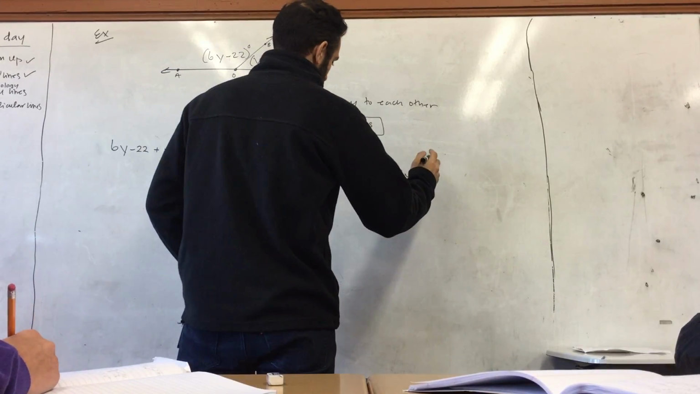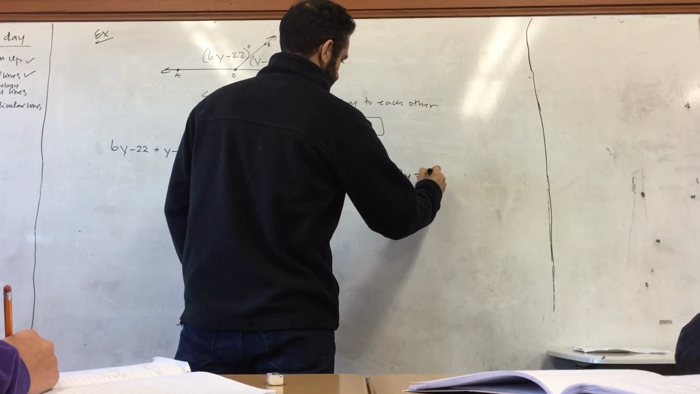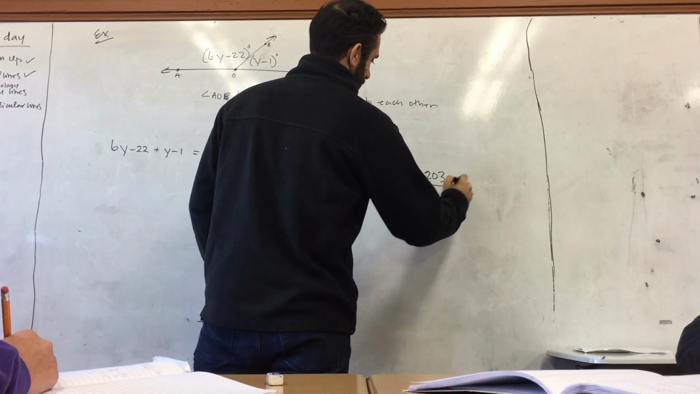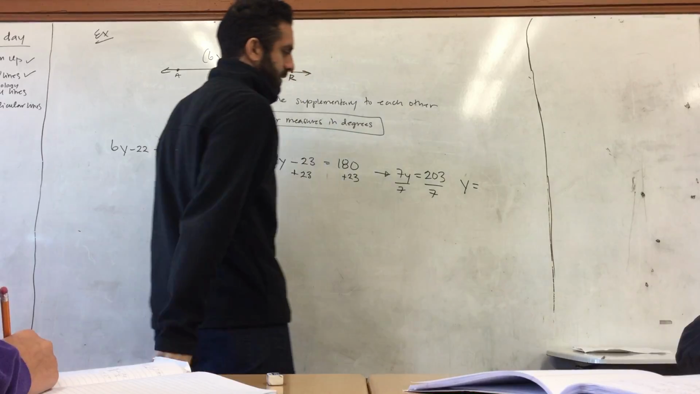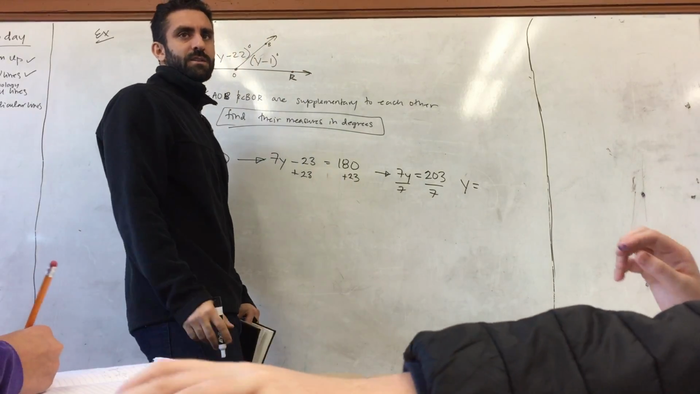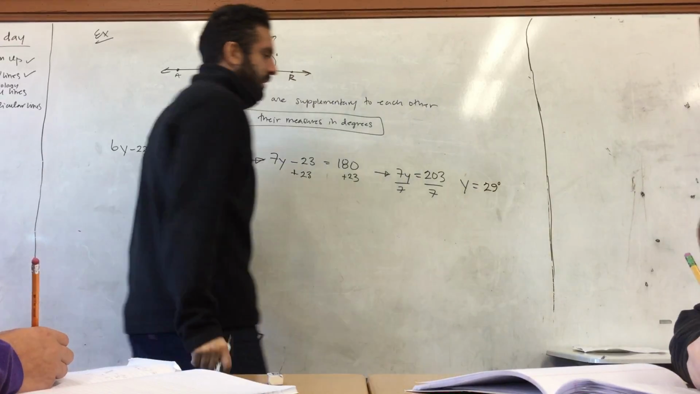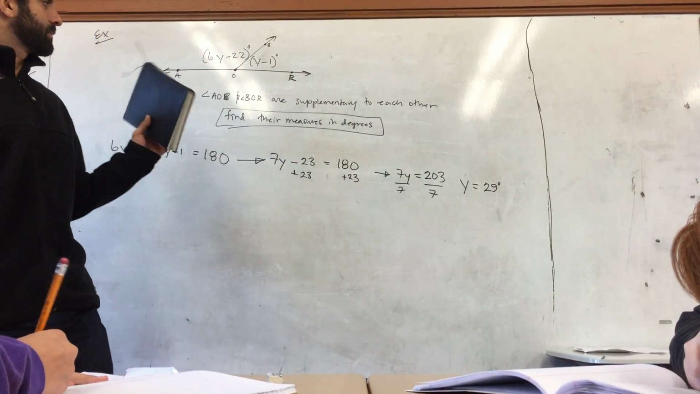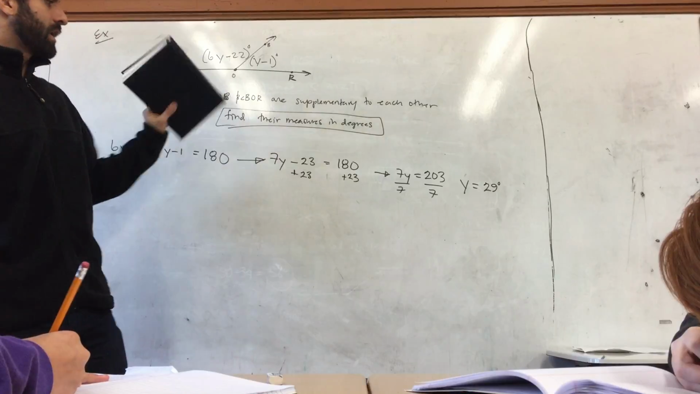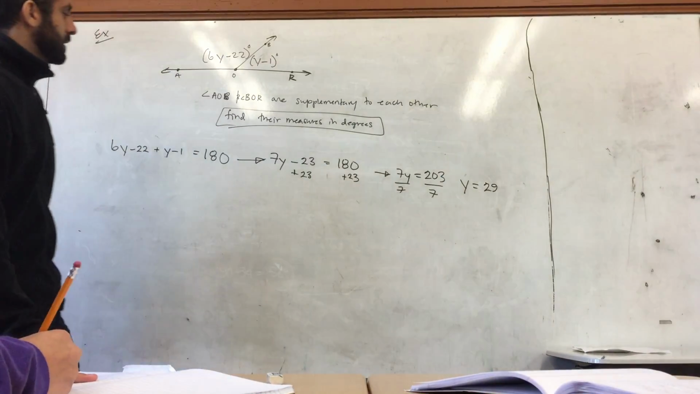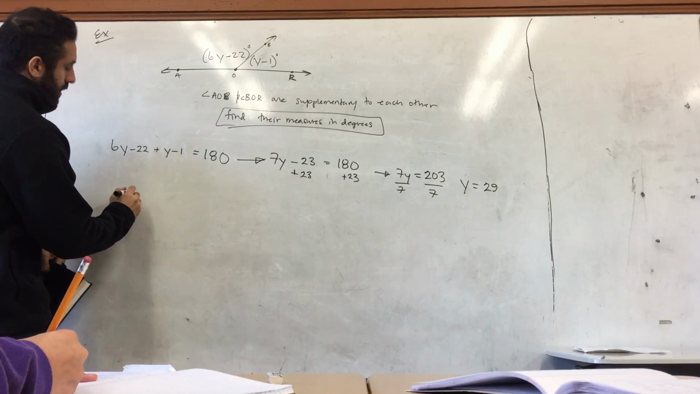What do we got here? Y is 203. Okay, divide by 7, and what are we going to get? 29. Exactly 29. Or wait, no, we just found y. Sorry, that's not 29 degrees. That's just y.